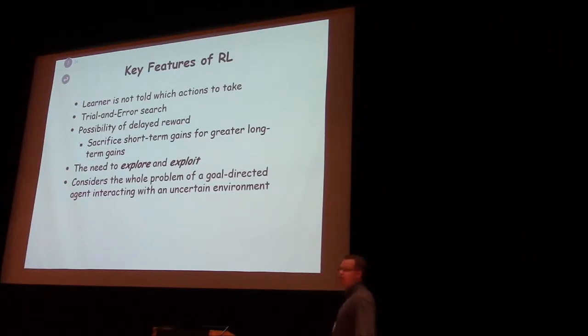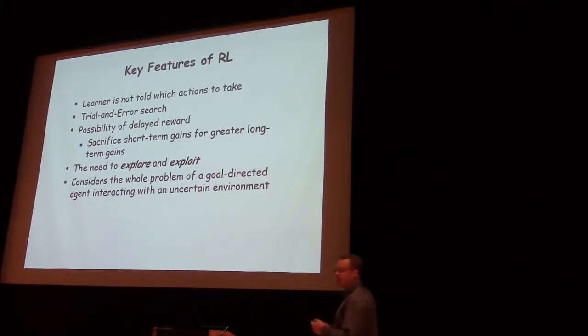The key features of reinforcement learning that distinguish it from other areas, like traditional machine learning, are that the learner is not told which actions to take. So it's not like supervised learning, where you can tell what the output is supposed to be. Here you have to learn what to do, and you do it by trial and error. You also have possibly delayed rewards. You don't immediately find out if the action you took was a good idea or not. It might take quite a while before you find out.